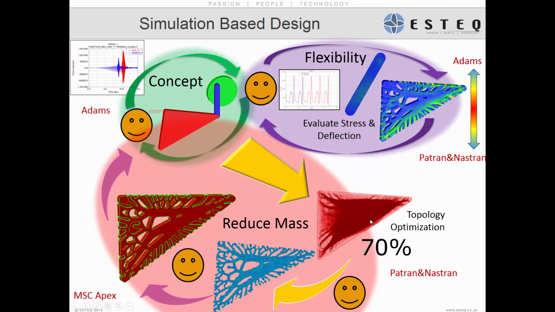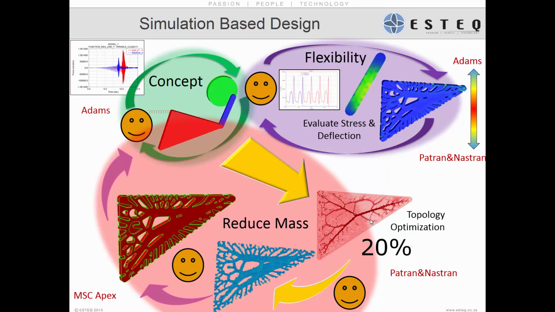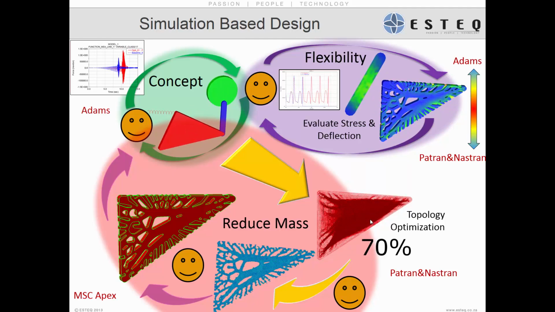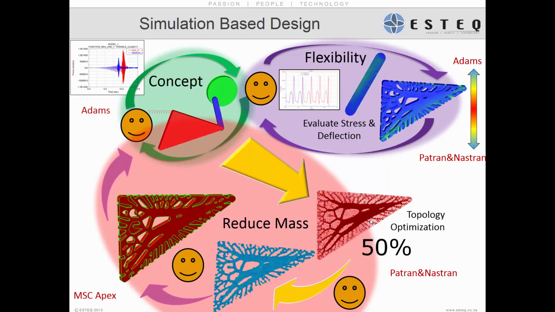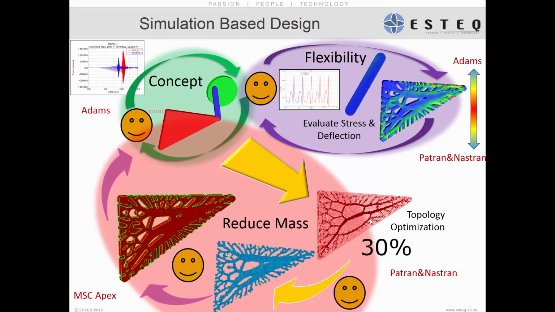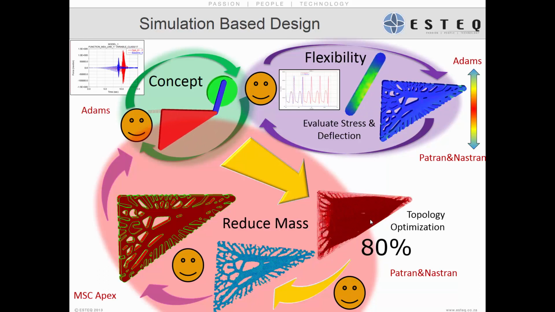In this example, I'm going to use two products. I'm going to use MSC Apex as well as Patran and Nastran. I'm going to use MSC Apex to create my base model from, as well as those interface points where the attachments will be, as well as the mesh that I will then export into Patran, where I will continue setting up the topology optimization.